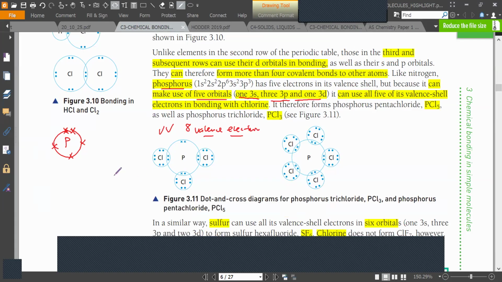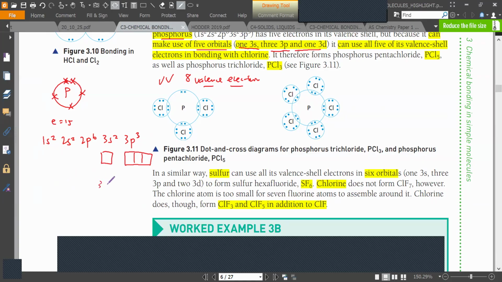But phosphorus has 15 electrons: 1s2, 2s2, 2p6, and then 3s2 and 3p3, total 15 electrons. It also has 3s, 3p like this, and then 3d at this moment is empty. Now it has 1, 2, 3, 4, 5.